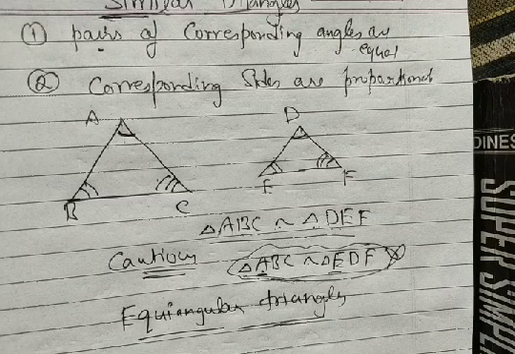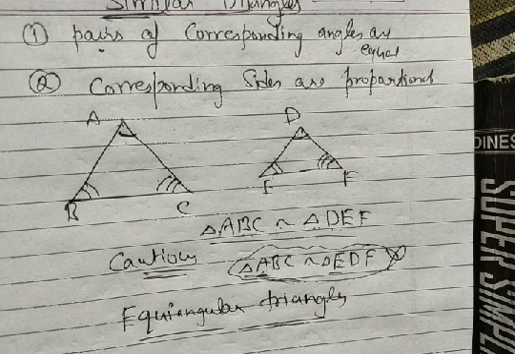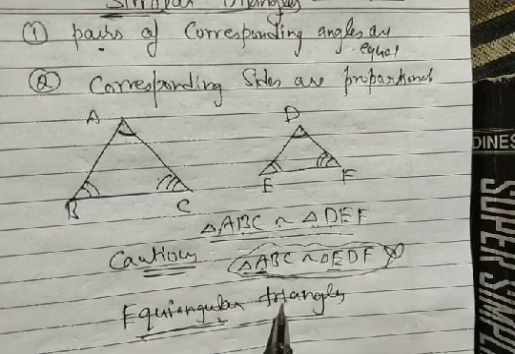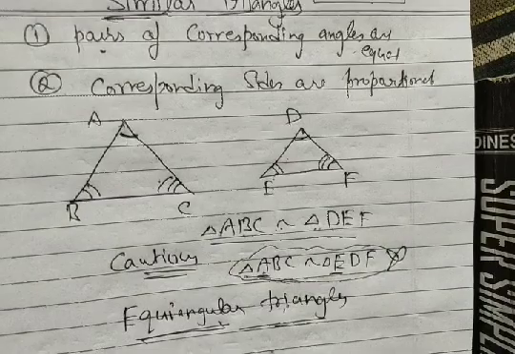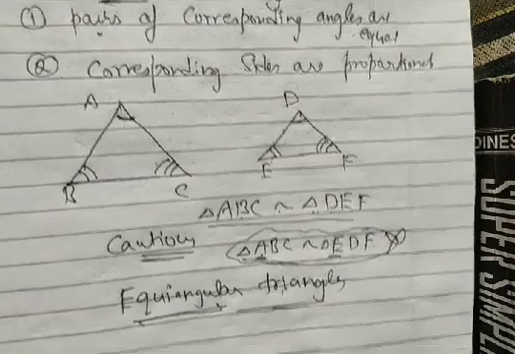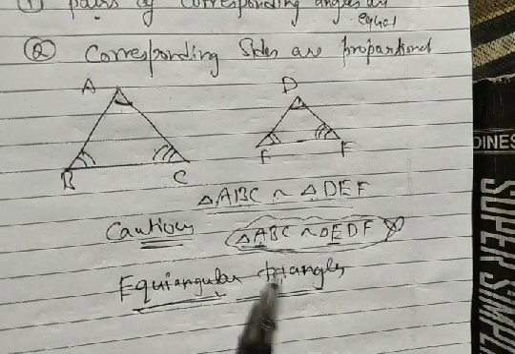Now, what we discuss here: equiangular triangles are similar, and congruent triangles are equiangular, but the converse is not true. Always remember what I'm saying.